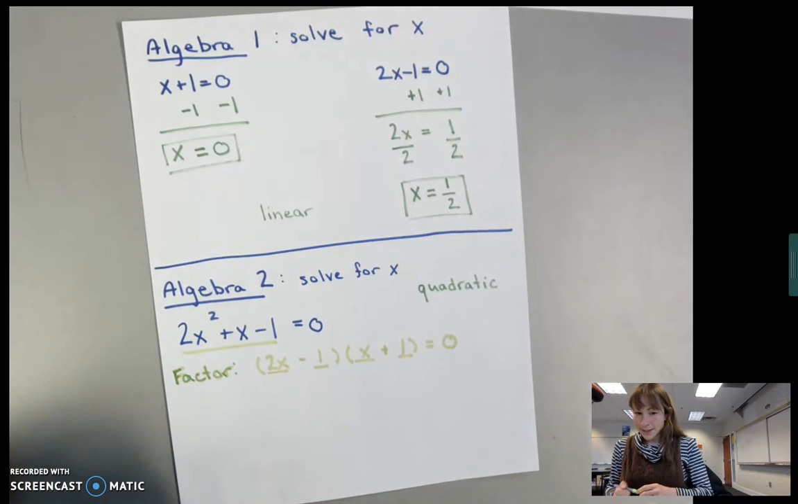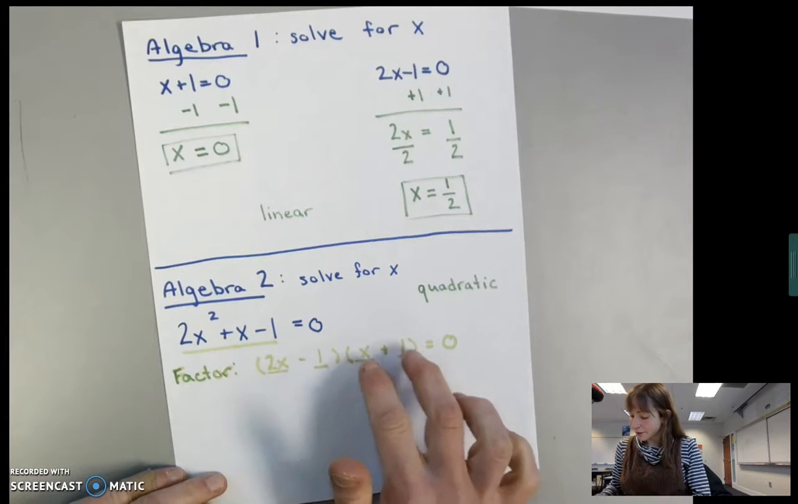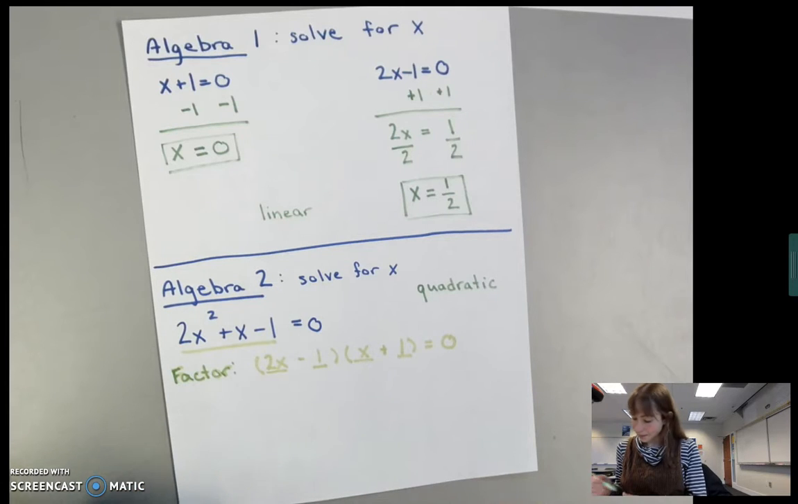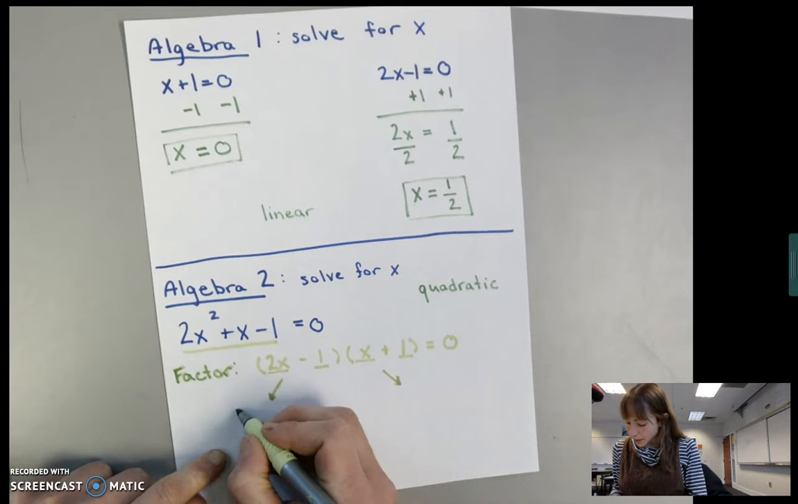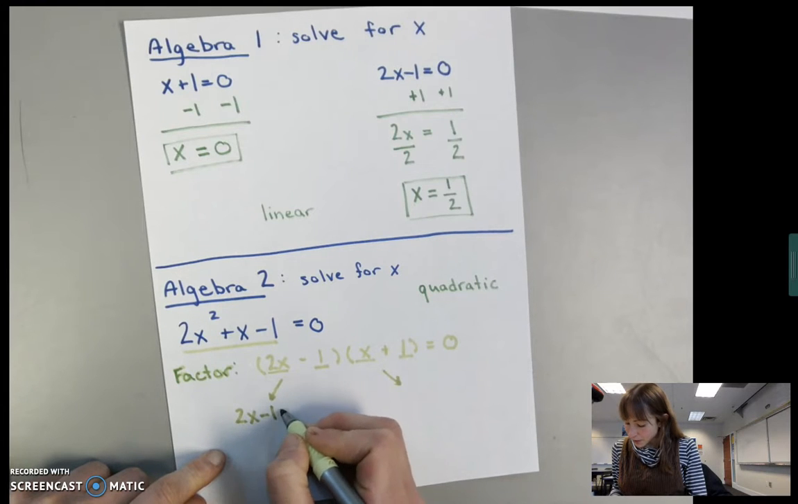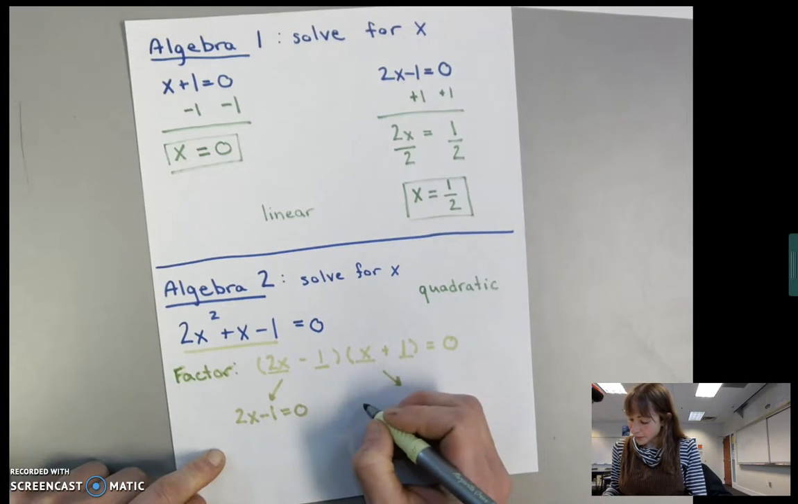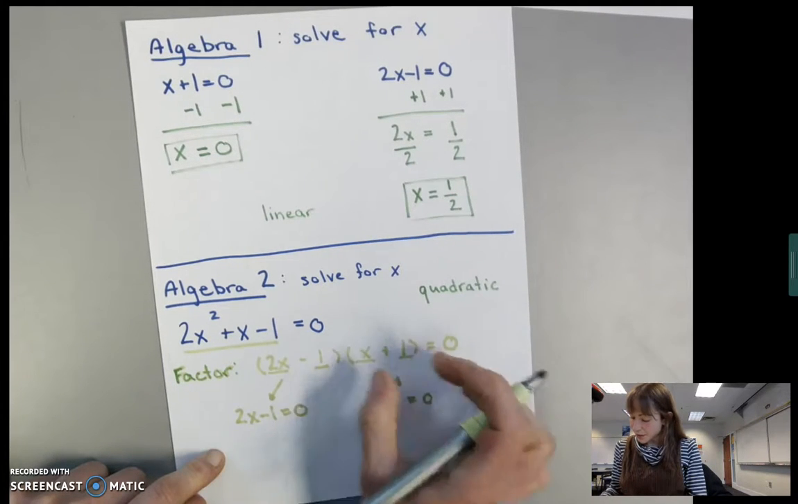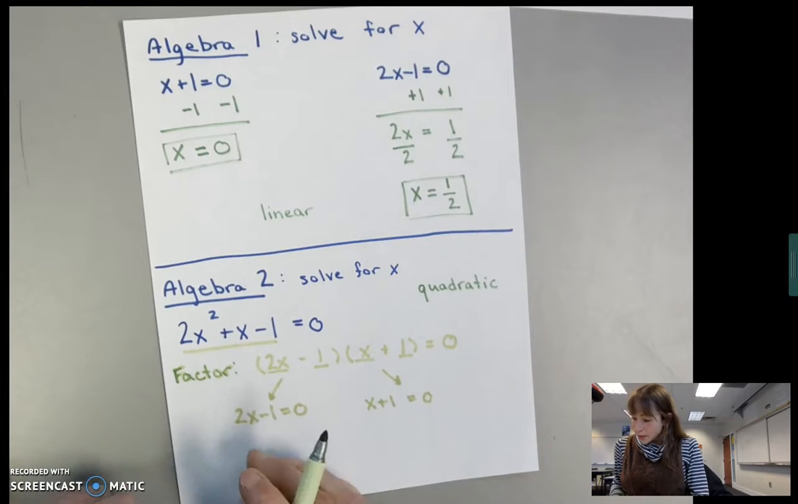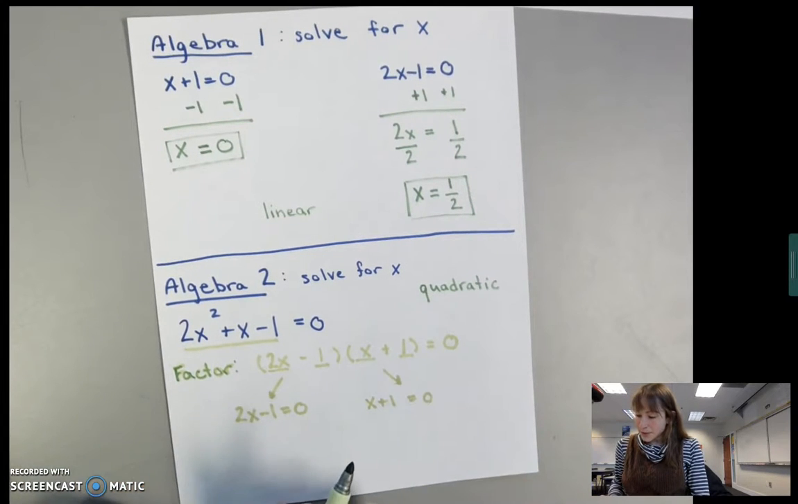Now, take a look at this. I have two linear factors that multiply to 0, which means that at least one of them has to equal 0, because the only way I can have two things that multiply to 0 is if one of the factors is equal to 0. So we've got these two expressions both equal to 0.